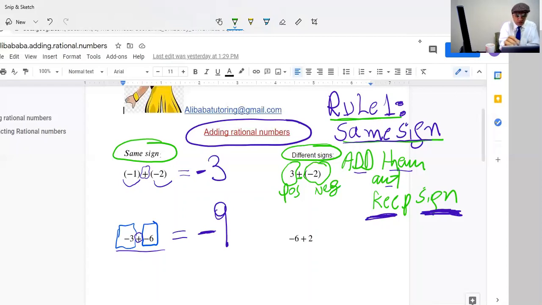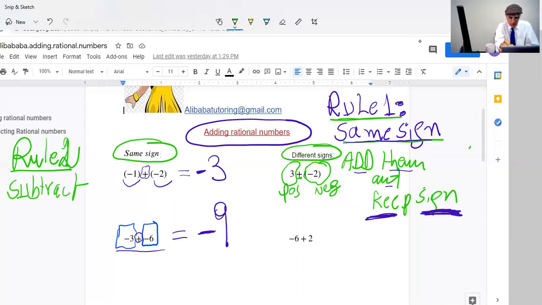So that brings us to rule number 2. And I'll put it here. Rule number 2 is simply for different signs, when numbers have different signs. Since in rule 1 we add them, guess what? Rule 2 is going to be the opposite of that. Rule 2 will be to subtract them. I'm sorry, I wrote rule 1. So rule 2 is subtract those two numbers.